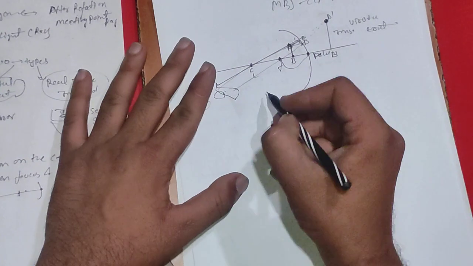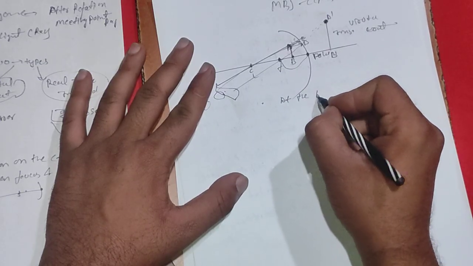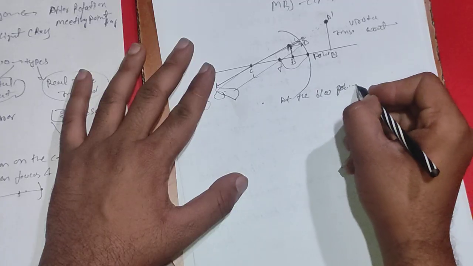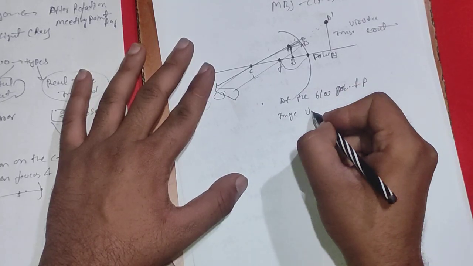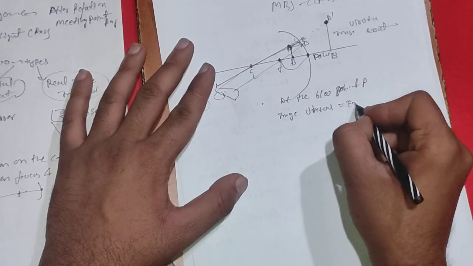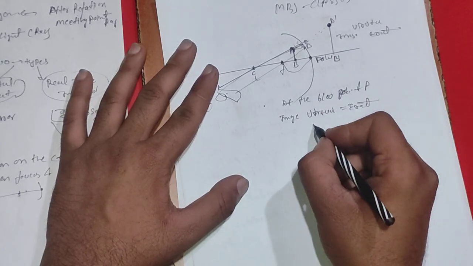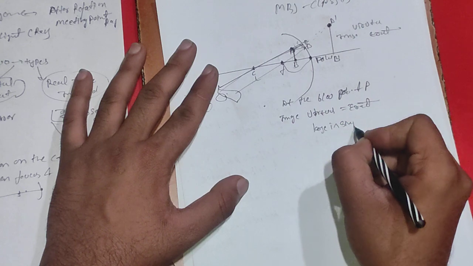The main thing is that when the object is between the focus and the pole, the image is virtual, erect, and large in size. Large in size of the observation. I hope you understand the concept.